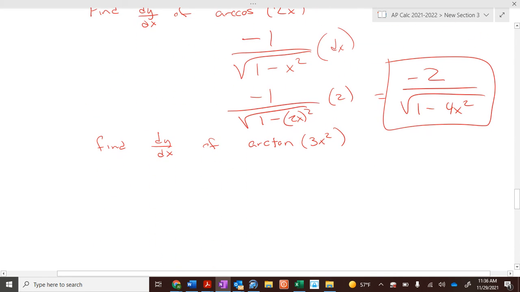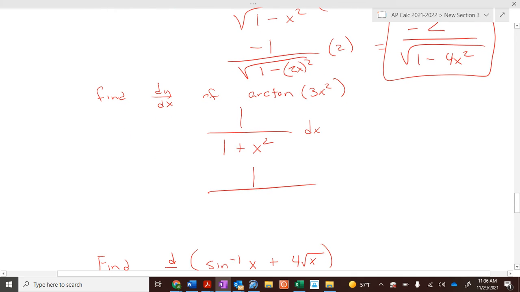So the arctangent of 3x squared, tangent is 1 over 1 plus x squared dx? I can't remember. I don't have a note card in front of me. So we going with it? Yeah. Okay, we're going with it.